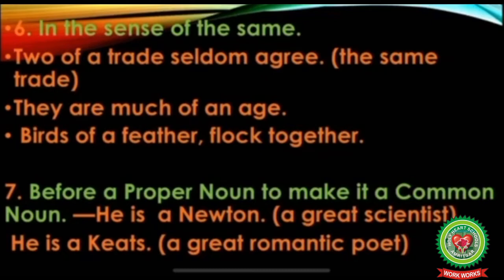He is a Keats. He is a Keats means Keats is the name of a great romantic poet. So this means this person also is a poet like Keats. So that's why we have used article a before the proper noun, as we have made Keats a common noun.